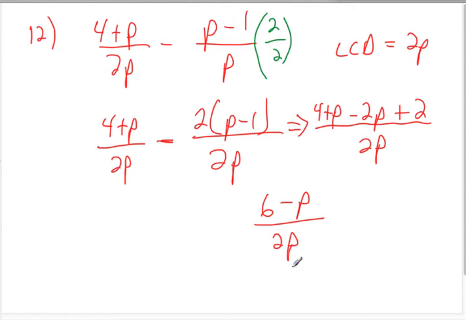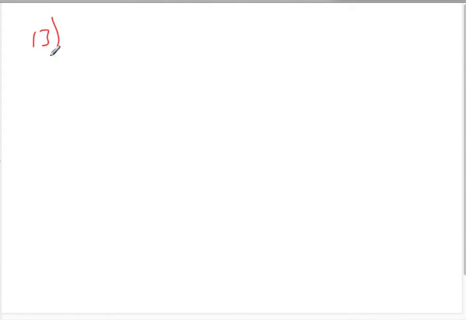Okay, again, there are no factors in common here because this is a term, not a factor, so you cannot reduce. So it's 6 minus p, or negative p plus 6, but that is it. Number 13.